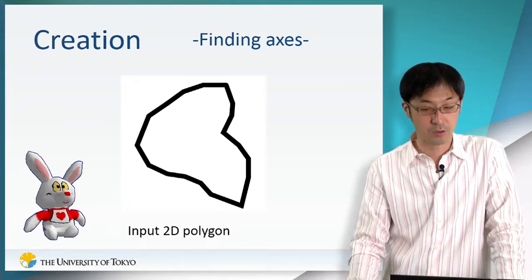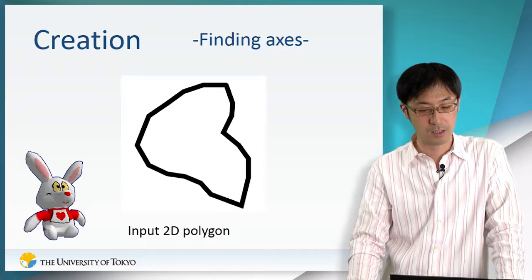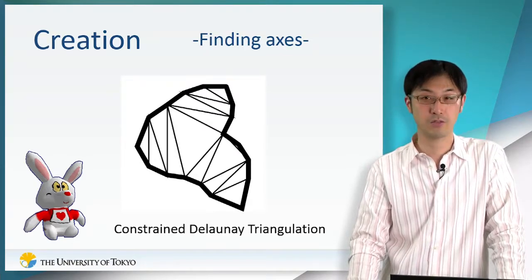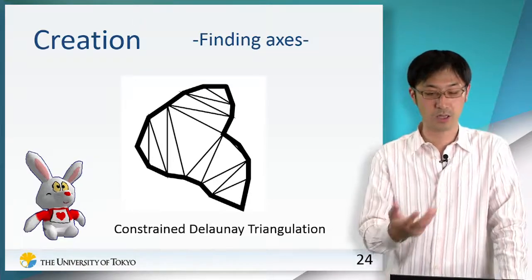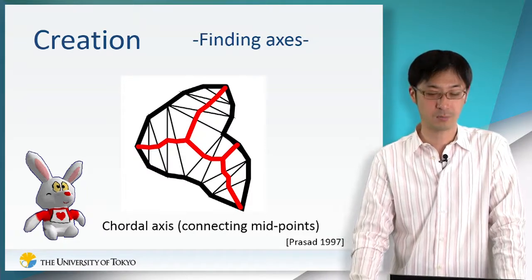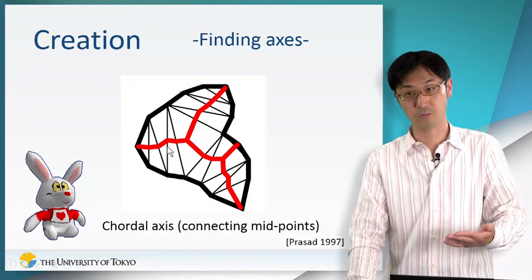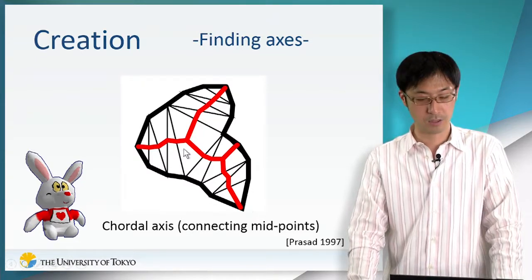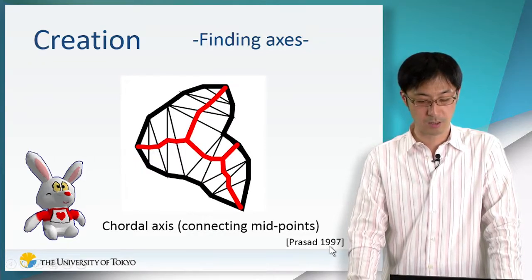So the input is a 2-dimensional polygon or polyline. And then after that, we apply constrained Delaunay triangulation. This is a very simple computational geometry operation. Just triangulate them. And then after that, we compute an axis by connecting midpoints. So this is again a very simple operation, but a very powerful tool for analyzing the shape. And this technique was introduced by Prasad in 1997.